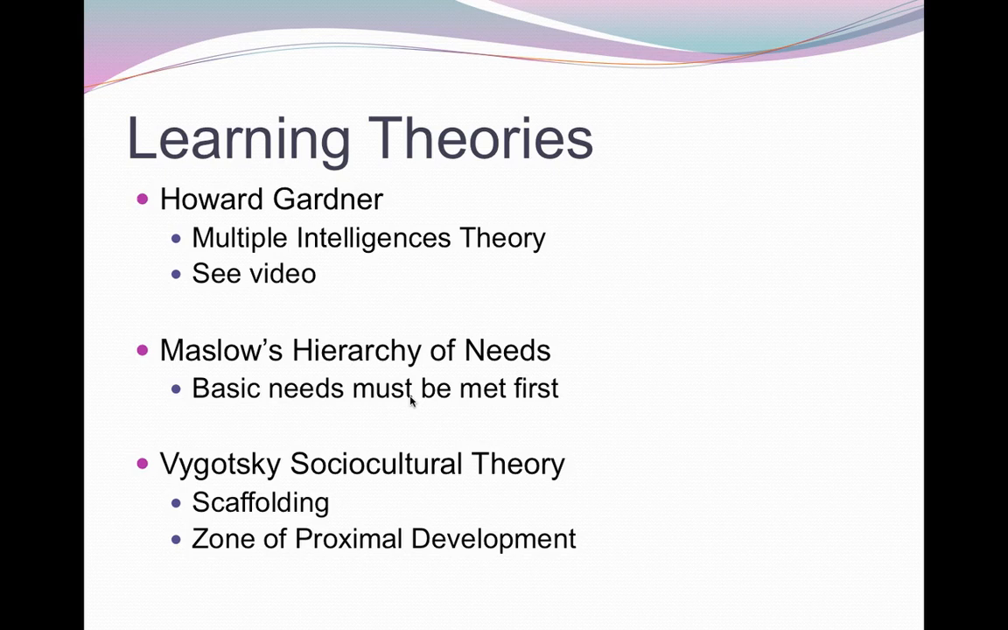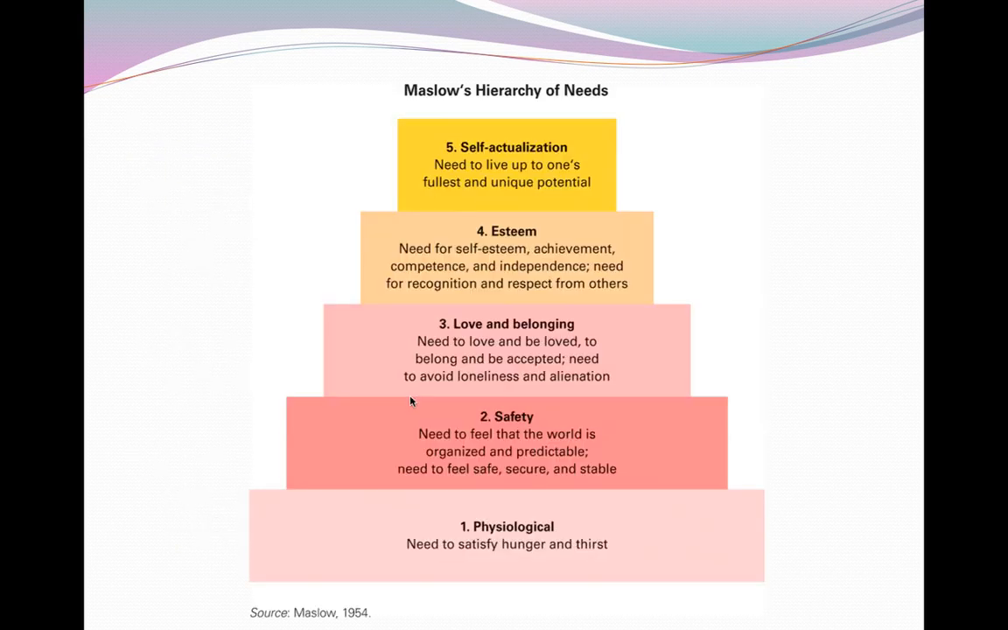And then our last theorist that we're going to talk about here in a couple seconds is Vygotsky, the sociocultural theory, and we're going to talk about scaffolding and zone of proximal development. So let me go through some slides here with the actual hierarchy of needs. So with Maslow, remember we have to have those basic things like hunger and thirst met before we're able to learn.